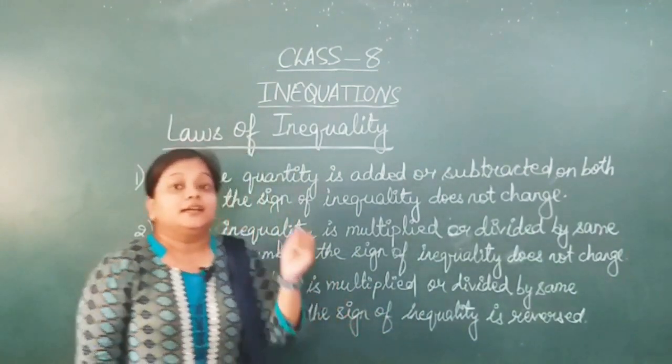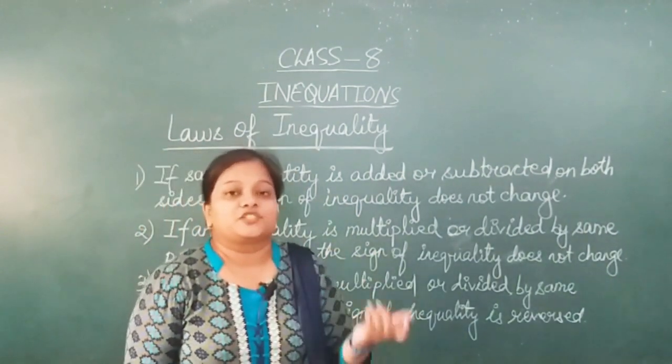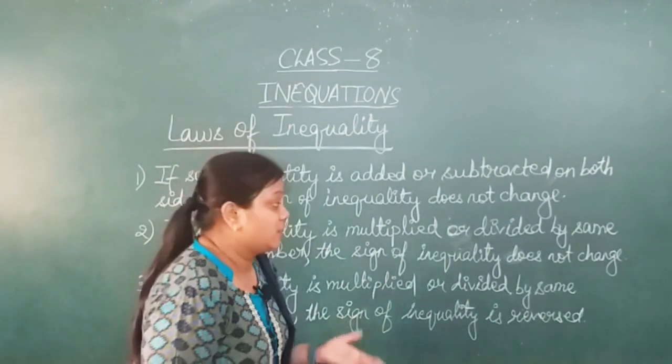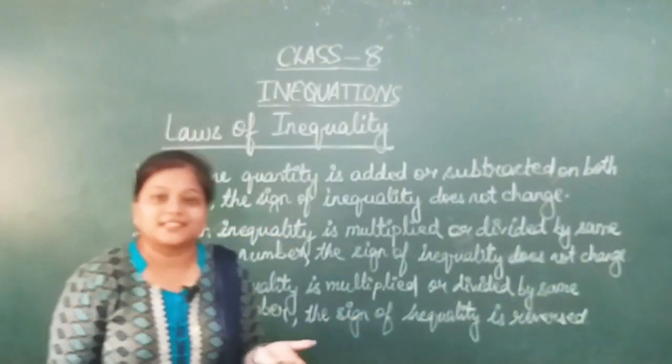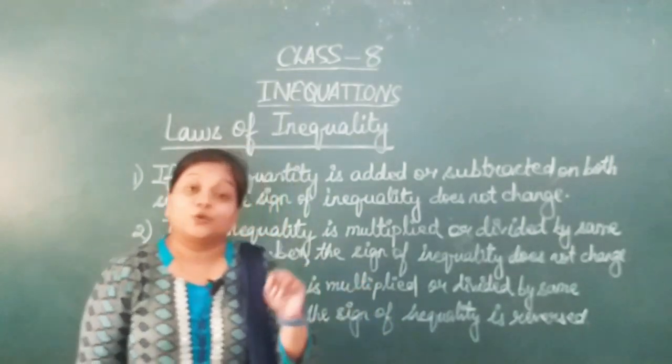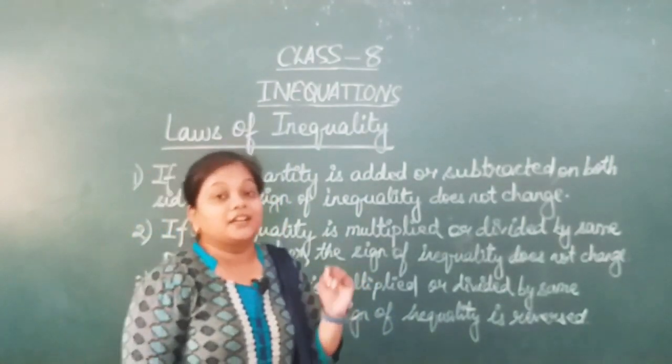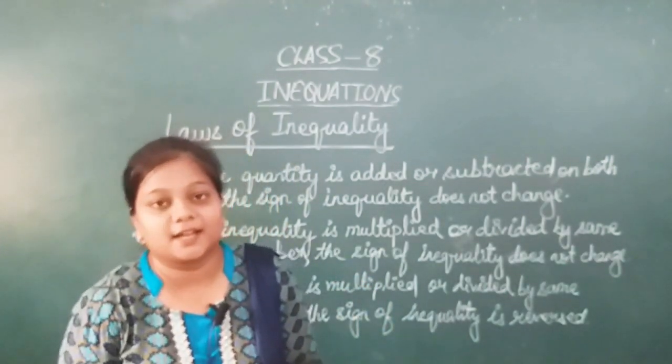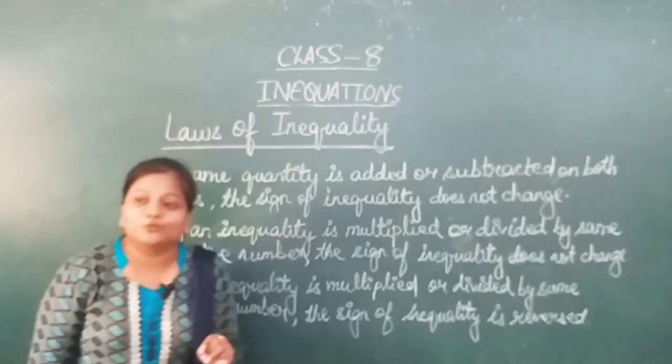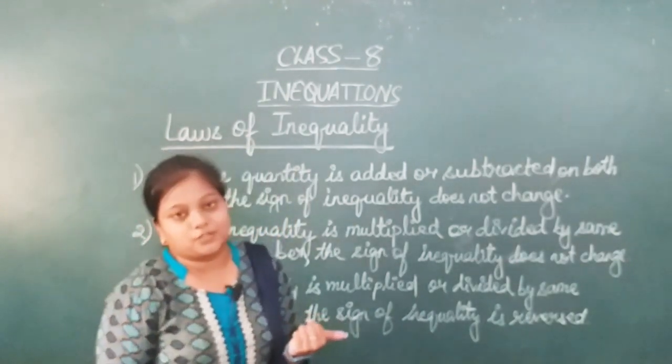अगर वहां पर लेस दैन का साइन लगा है तो वो किस में चेंज हो जाएगा? ग्रेटर दैन में. और ग्रेटर दैन लगा है तो लेस दैन में. सेम लेस दैन और इक्वल टू लगा है अगर, तो वहां पर ग्रेटर दैन और इक्वल टू बन जाएगा. अगर ग्रेटर दैन और इक्वल टू लगा है तो वो लेस दैन और इक्वल टू में चेंज हो जाएगा.